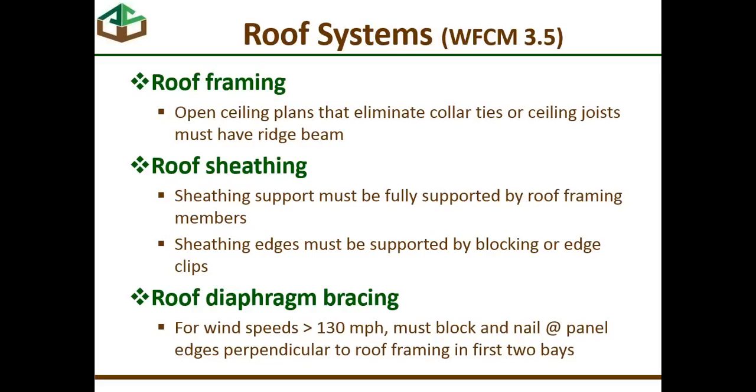And then when wind speeds are greater than 130 miles an hour, the roof diaphragm has to be braced with blocking and nailing at panel edges so that those loads are transferred from one panel to the next. So this highlights what needs to be done, again, when wind speeds are greater than 130. And remember, these wind speeds now are the ultimate or strength design wind speeds from ASCE 7-10.